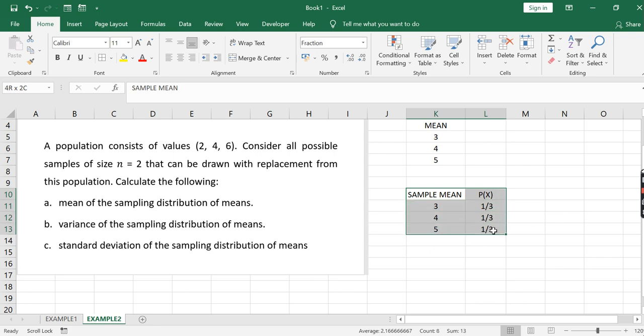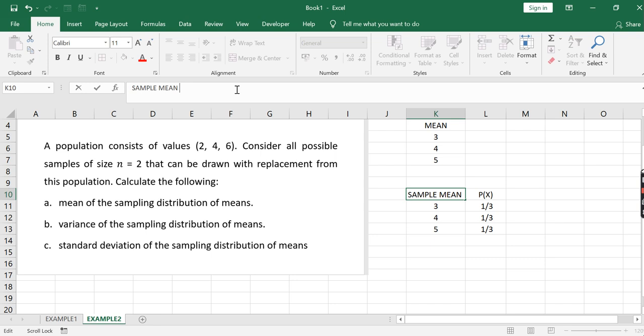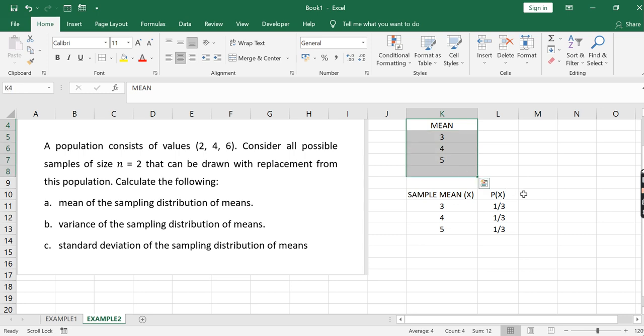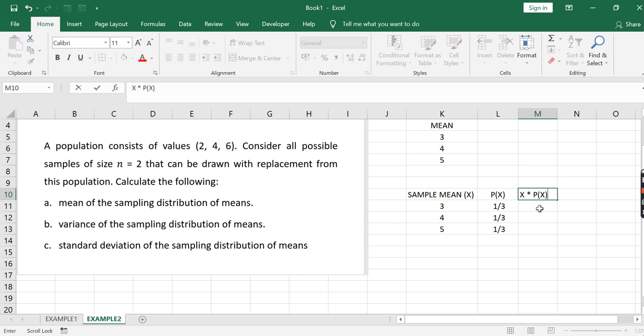Okay? So let's try to get the mean of the sampling distribution of means. This is what we call the sampling distribution of means. Now we will try to get the mean of that. So how do we get the mean again? Alright, for the mean, it's x times p of x. Our x here is the sample means. So let's make a column for that: x times p of x.